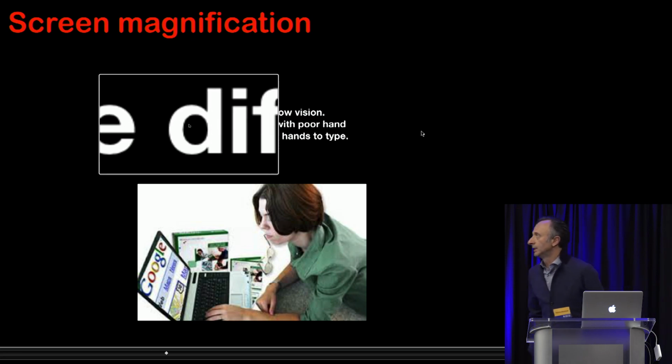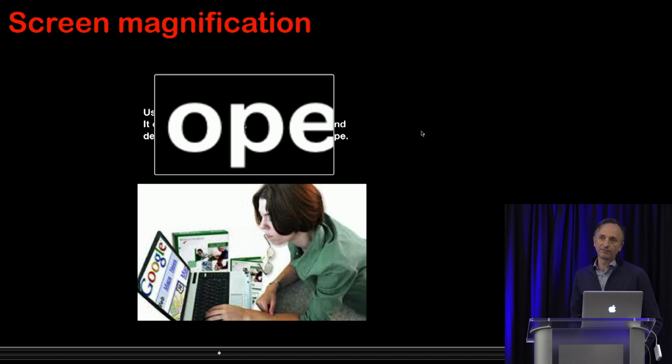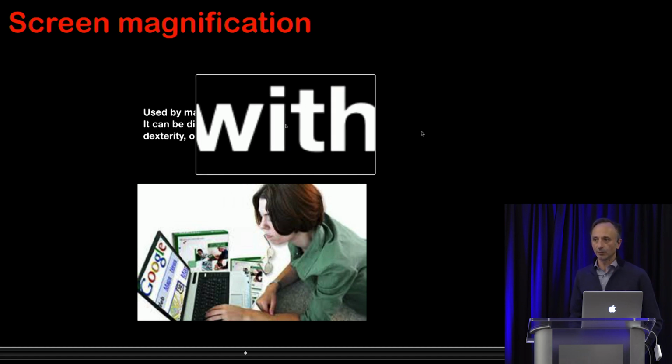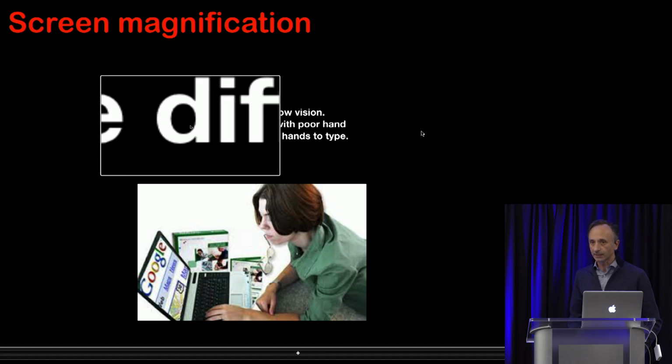So we thought, well, do we really need to use our hands? Can we do it in a smarter way? For example, if I know where you're looking at the screen, could I control the center of magnification automatically?